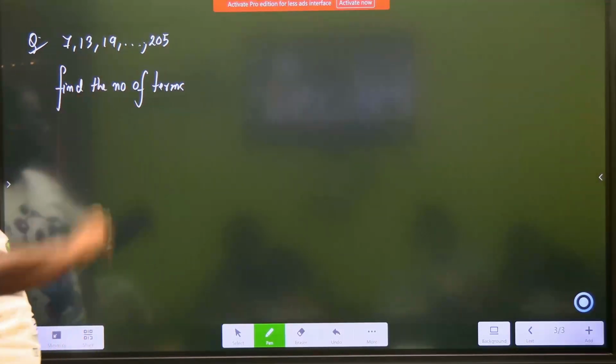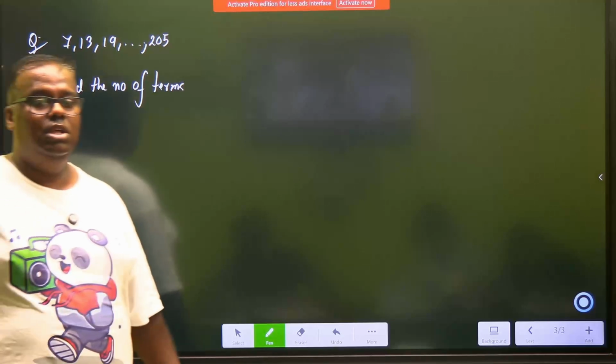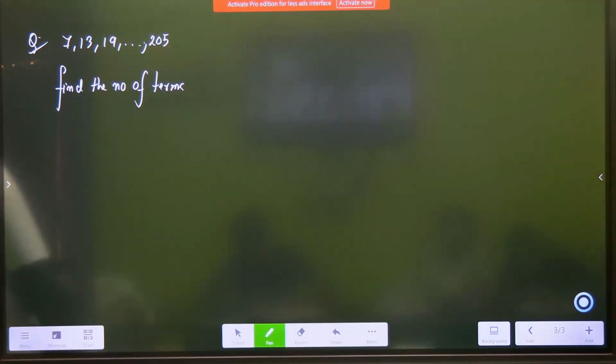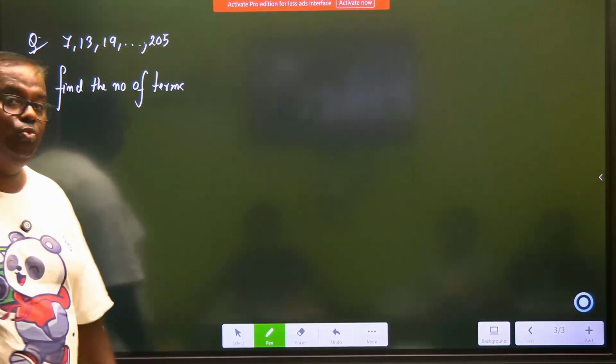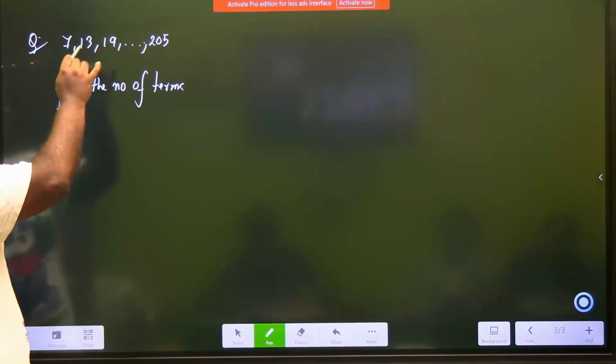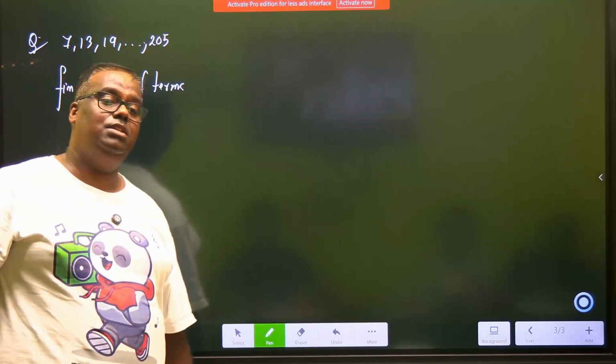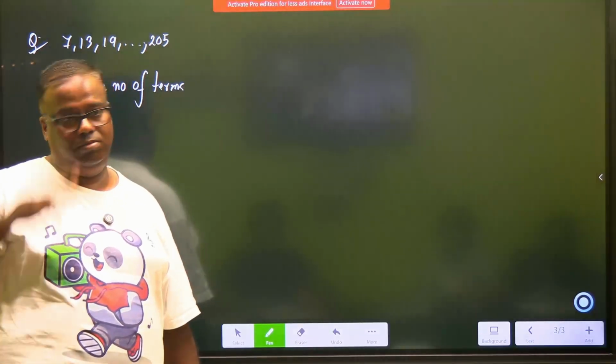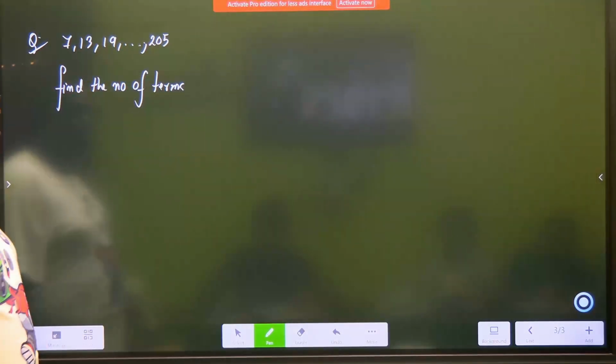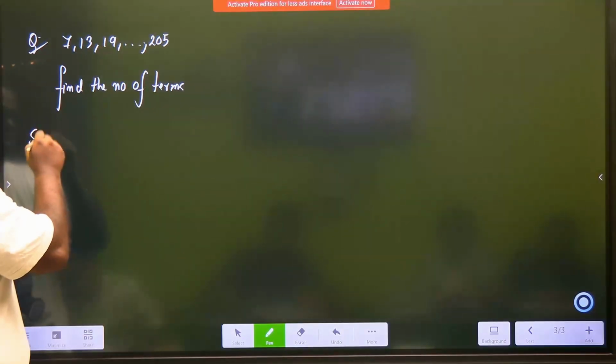This is like a garland which has been summarized for you. If the garland was open, how many flowers are there in the garland? Who are the flowers? Flower 1, flower 2, flower 3. After that, they've hid from us. And the last flower is 205. So we have to find out. So basically we say, how do we solve this problem?